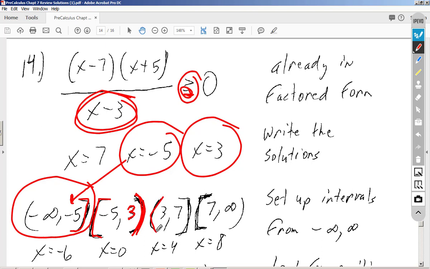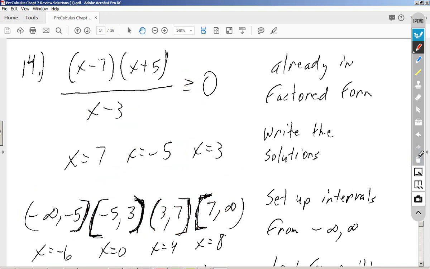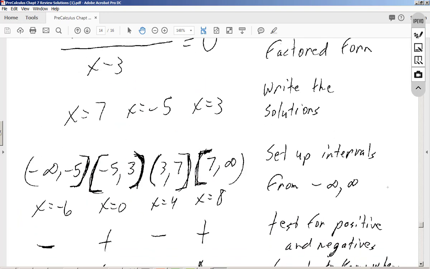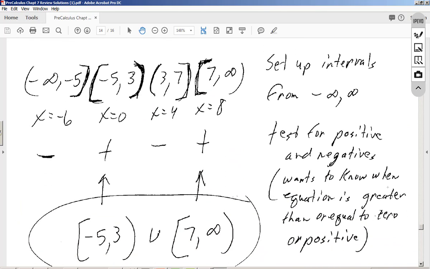Then I go from parenthesis 3 to 7. Well, 7's up here, so it can't equal that, and it's also equal to, so I need a bracket. And then bracket 7 to infinity. So now that I've set up my intervals, I'm just going to choose a value in each of these intervals to see whether they are positive or negative.